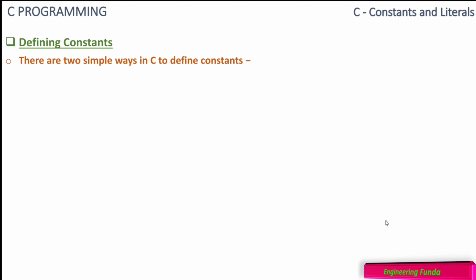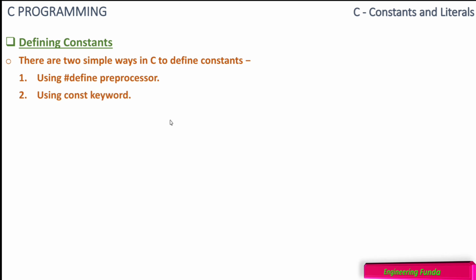There are two simple ways in C to define a constant. First is using the #define preprocessor. You can write #define, then the variable name and the value, and you can use it at any place in the program. You are not able to change that defined variable.